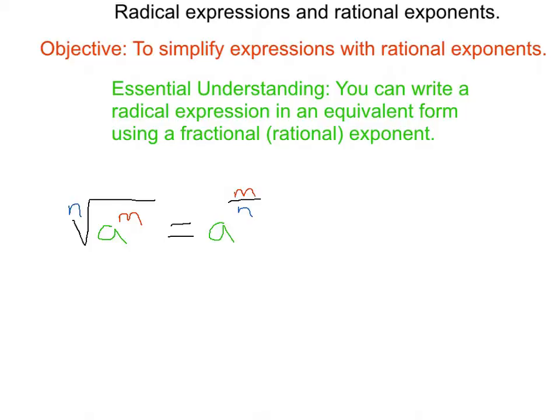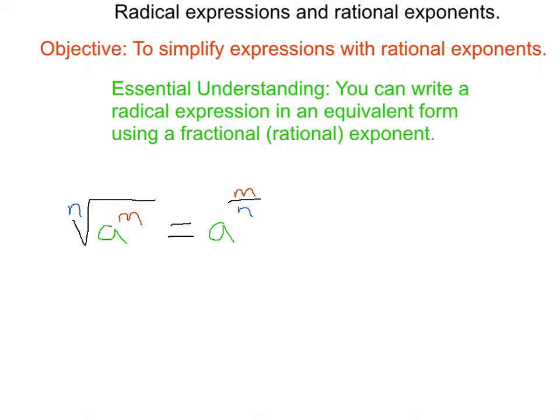So the essential understanding is that you can write a radical expression in an equivalent form using a fractional or rational exponent. And this is going to help us simplify certain expressions and then ultimately help us solve radical or rational exponential equations. So here we have the nth root of a to the power of m.